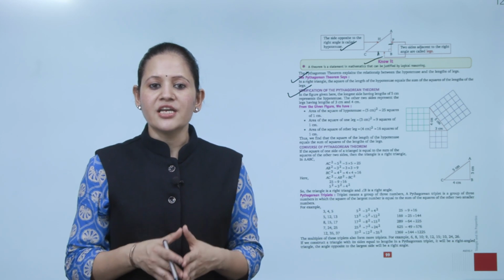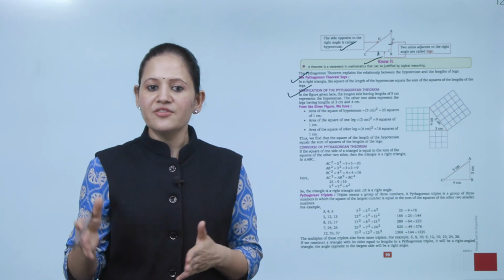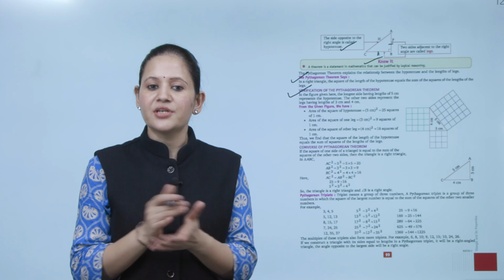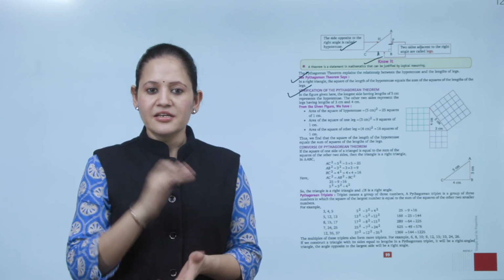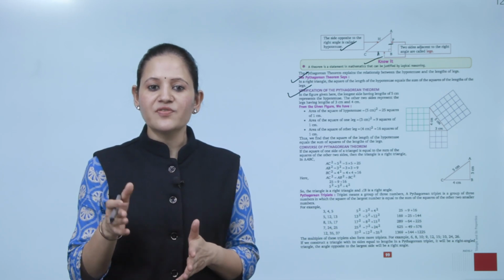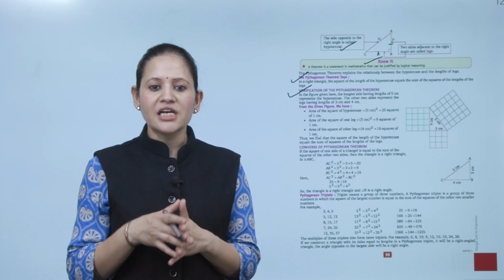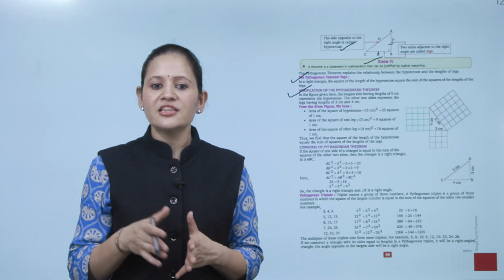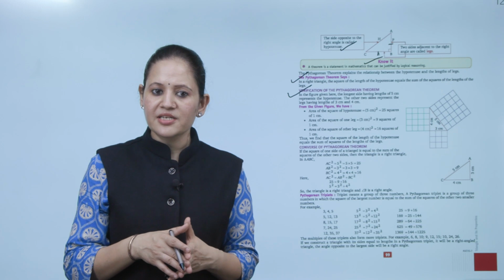In the figure given here, the longest side having the length 5 cm represents the hypotenuse. Longest side किसको represent करती है? Hypotenuse को, that is 5 cm here. The other two sides represent the legs having the length 3 cm and 4 cm respectively.